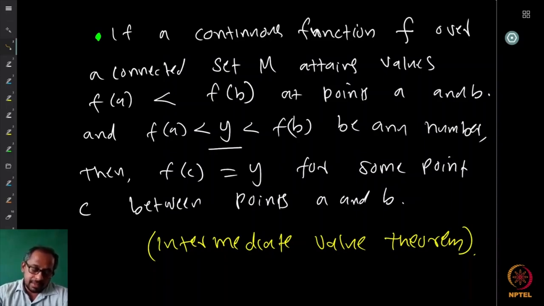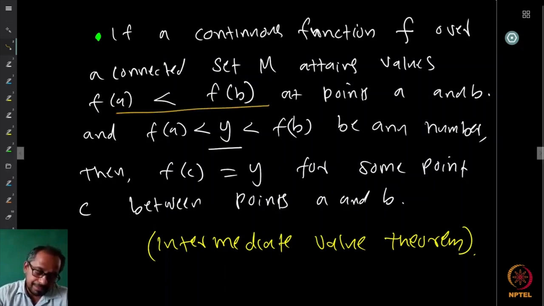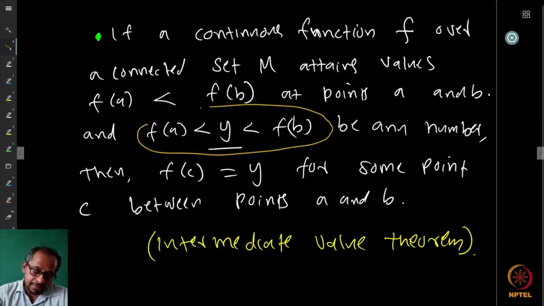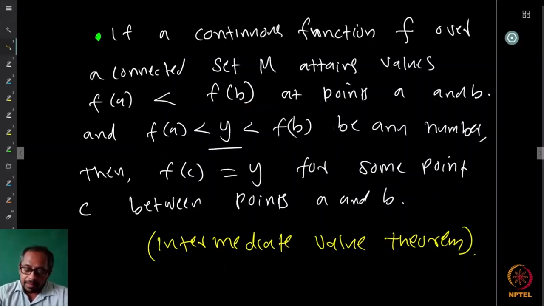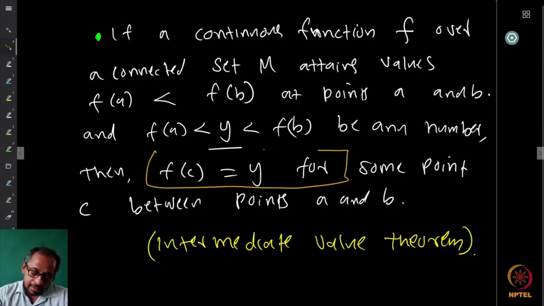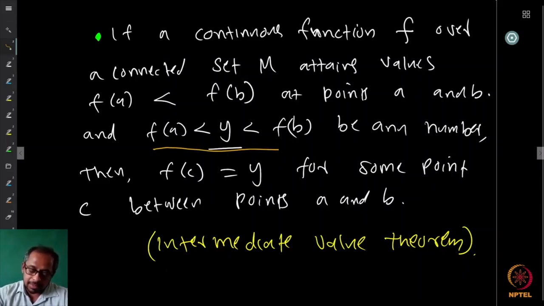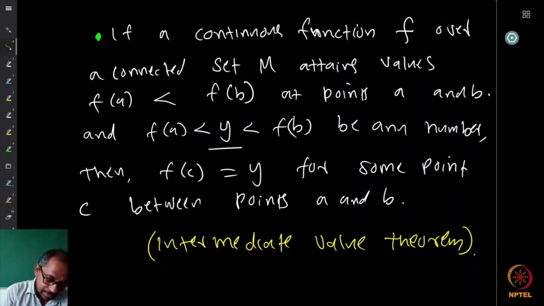So if a continuous function over a connected set M attains two values f of a and f of b, where f of a is strictly less than f of b, at corresponding points a and b, and f of a and f of b contain some number y in between, then for any number y you take in between, f of c is equal to y for some point c between the points a and b. This is called the intermediate value theorem. It basically says something like this.